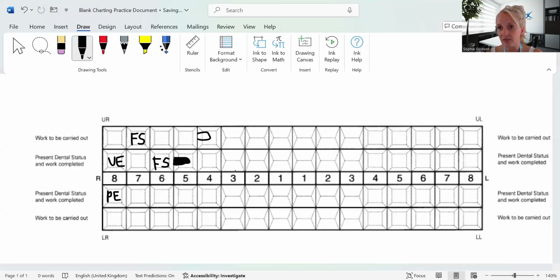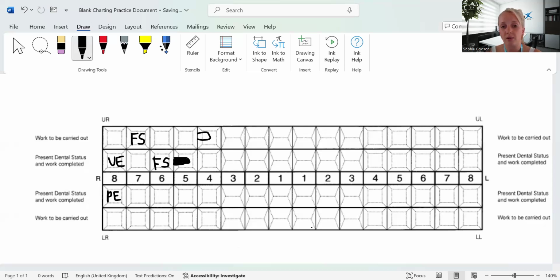You've got the different surfaces of the teeth. So we've got the buccal, which is the outside edge for the posterior teeth. The anterior teeth, it's the labial surface. You've then got the palatal surface on the upper teeth. On the lower teeth, it's the lingual surface.